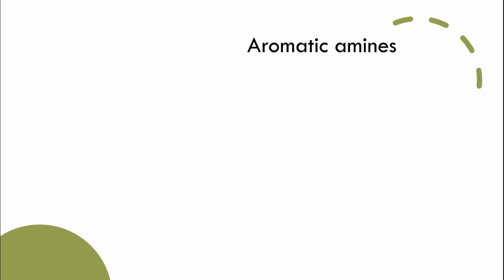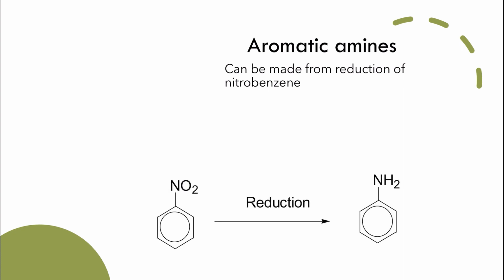Also, nitrobenzene can be used to produce aromatic amines. Aromatic amines can be made by reduction of nitrobenzene. So if you have nitrobenzene and this undergoes reduction, that will give you the phenylamines, the anilines, or the aromatic amines. And these aromatic amines are very useful because they are used in the manufacture of dyes and pharmaceuticals.